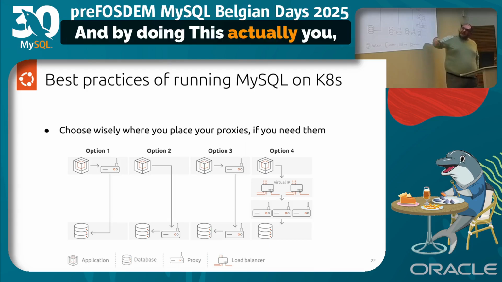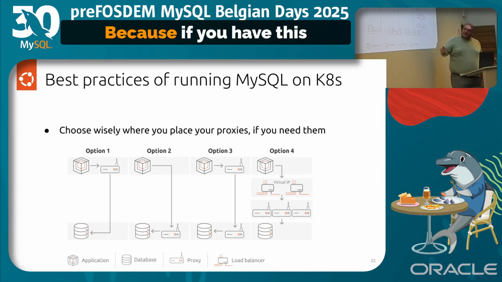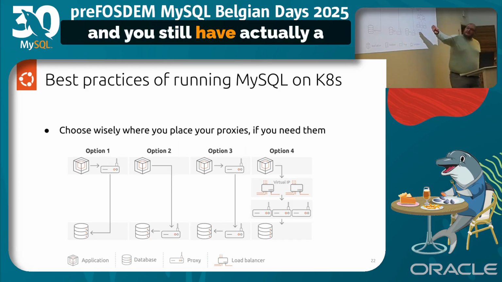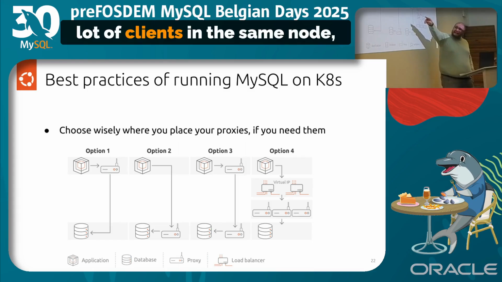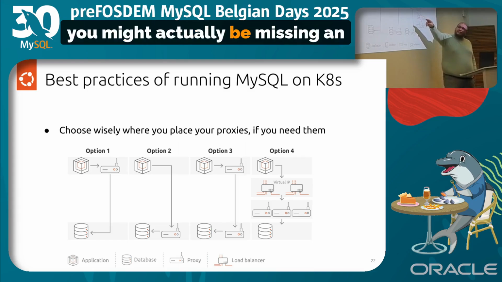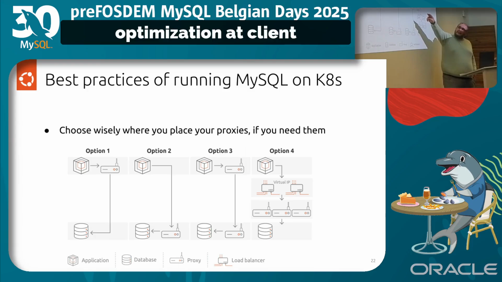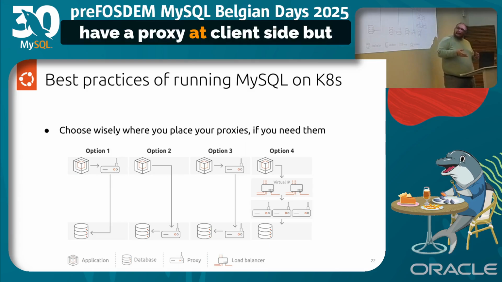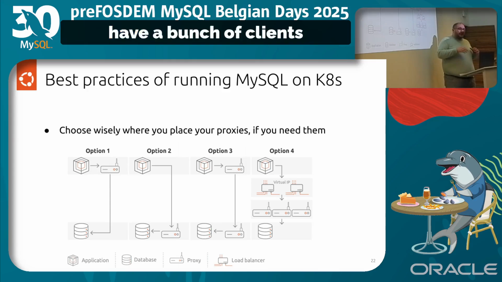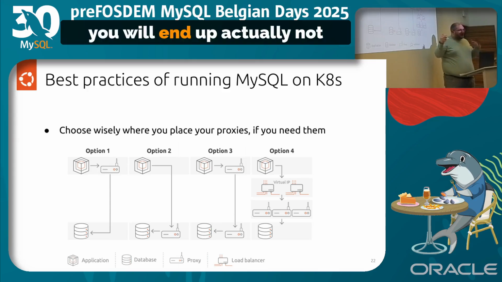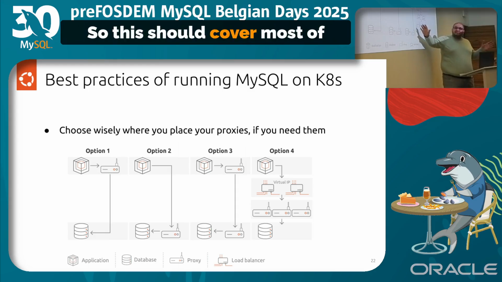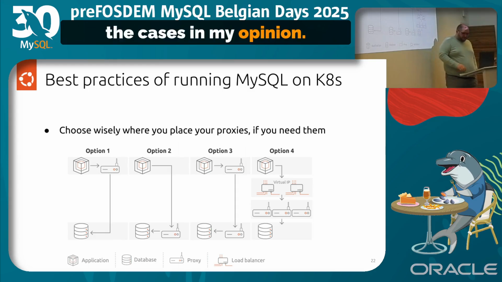And by doing this, you will cover all the cases, because if you have this situation, and you still have a lot of clients in the same node, you might be missing an optimization at the client node side. And if you are on the other side, meaning option 1, where you have a proxy at client side but not on the server side, and you have a bunch of clients, like thousands, you will end up not really optimizing a lot. So this should cover most of the cases, in my opinion.